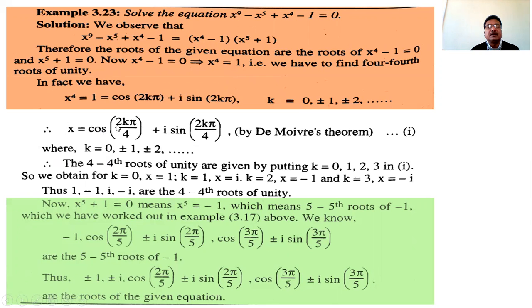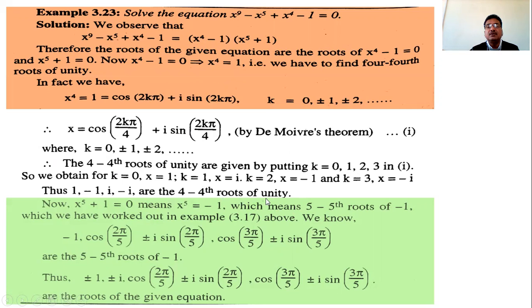Substitute k as 0, we get cos 0 plus i sin 0. Cos 0 is 1. Then substitute k as 1. Then we have 2π by 4, which means π by 2: cos π by 2 plus i sin π by 2. Cos π by 2 is 0, plus i sin π by 2, so we get the answer i. Then we also get minus i and minus 1 if we substitute k as 2, 3.